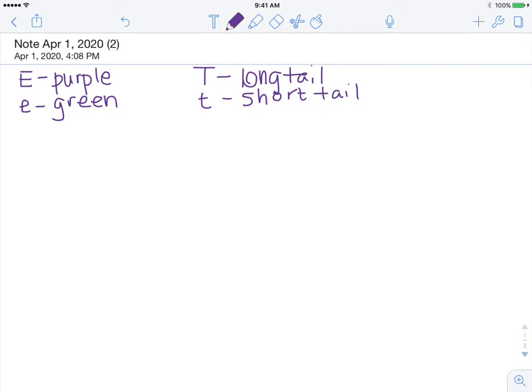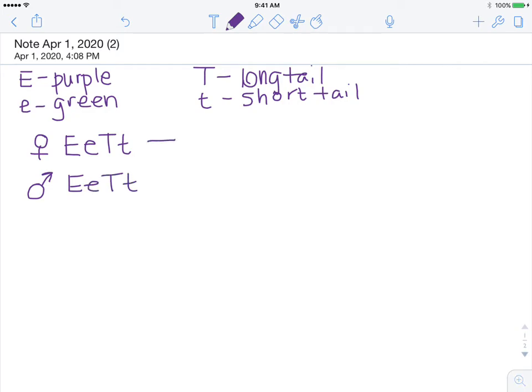Okay, so let's start off. Say we have a female that we are going to cross with a male, and the genotype of this female happens to be heterozygous for both traits. So big E, little e, big T, little t. Now notice her genotype has 4 letters. That's more than we typically see, but that's because we're looking at two traits at the same time. And we will say that our male is also heterozygous for both traits.